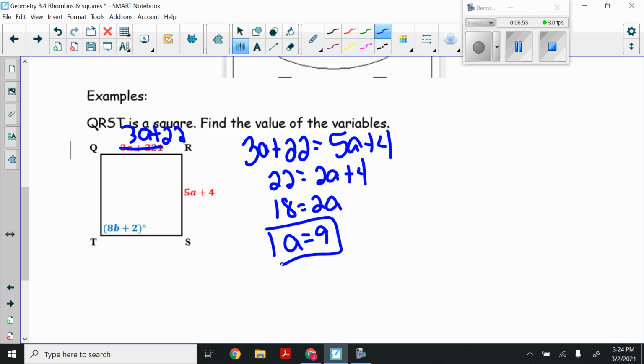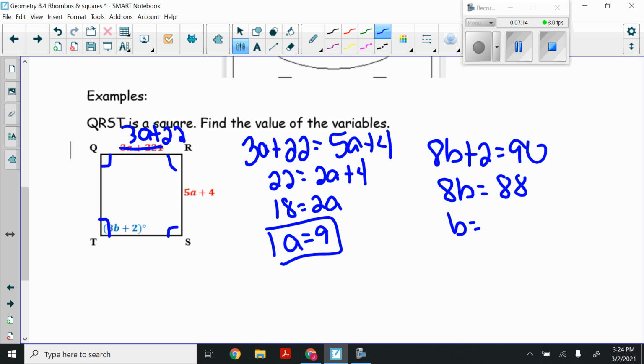Now what do I know about my angles of a square? All that they gave me was angle T was 8b plus 2. Remember, in a square, I know all of these are right angles. So I would set that up and say 8b plus 2 is equal to 90. Subtract 2 from both sides, so I get 8b equals 88. Divide by 8, b equals 11. So if I know that's a square, then the value of a is 9, the value of b is 11.